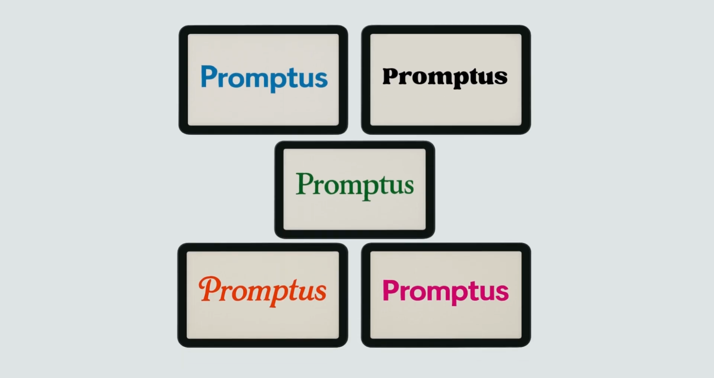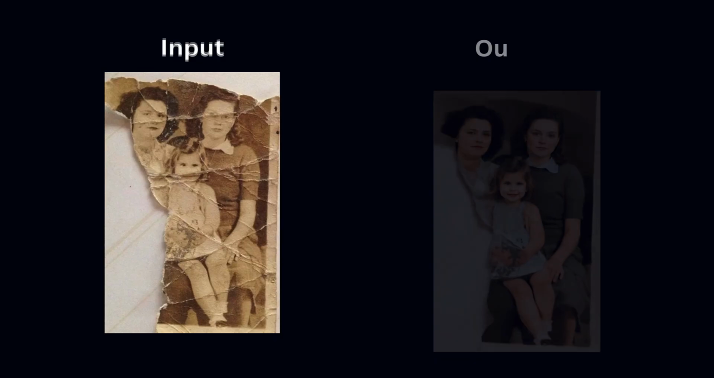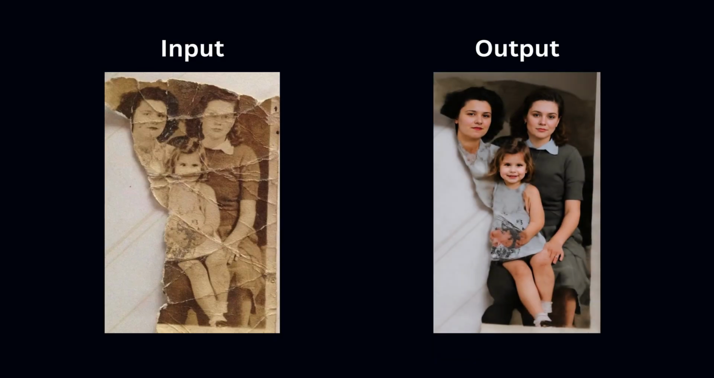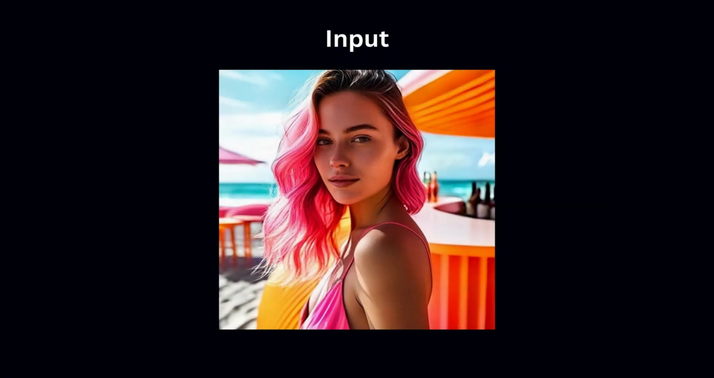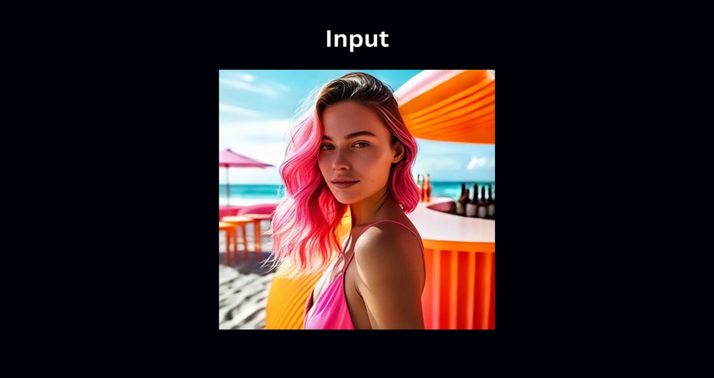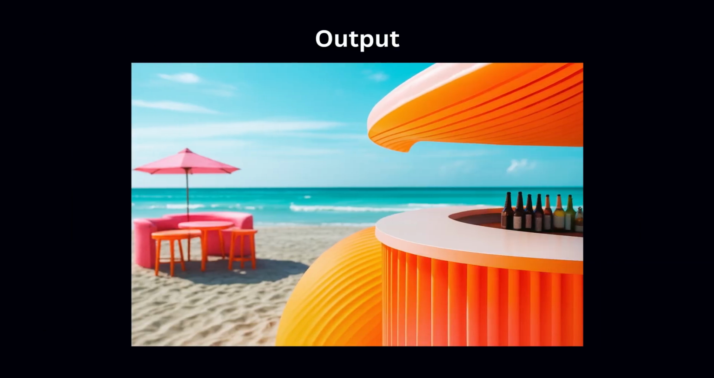You can add text in any style to your image. For example, add Promptus in crafted style text to the tablet image. You can do photo image restoration with a high degree of accuracy. For example, here we can input a wrinkled, cracked, and faded image, and the output is clear and visually restored. You can remove objects, for example, remove female from this image.